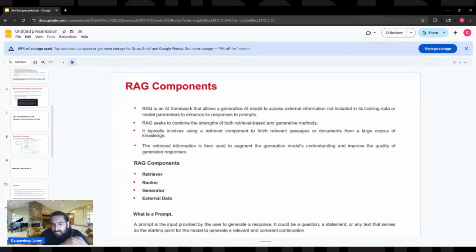A prompt is like an input you provide to generate a response, and it could be a question, statement, or a text. I'll show you a little bit of prompts when we do a little bit of hands-on.